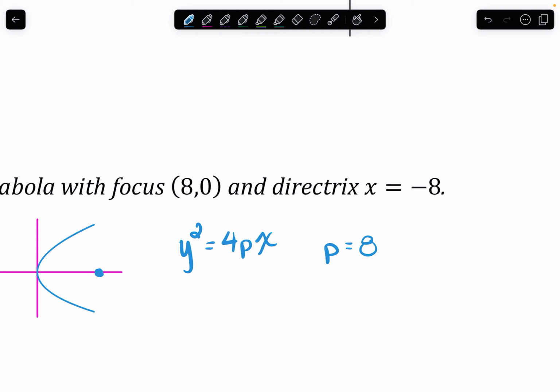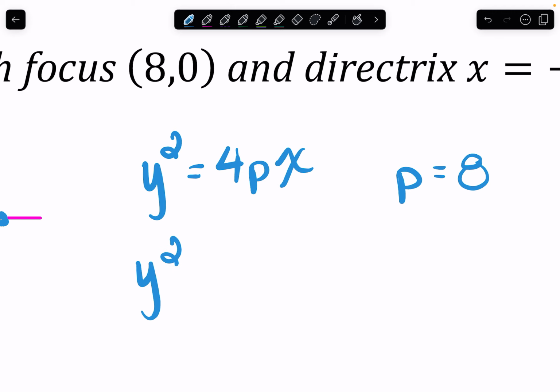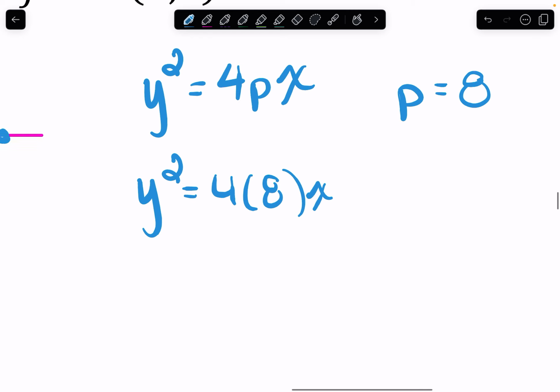So if P is 8, we get the equation y squared equals 4 times 8x, and 4 times 8 is 32. So y squared equals 32x is our equation.